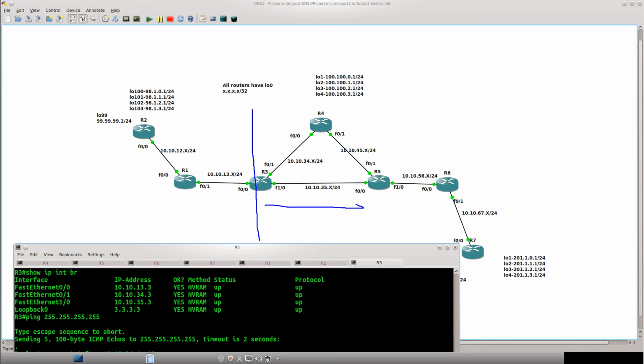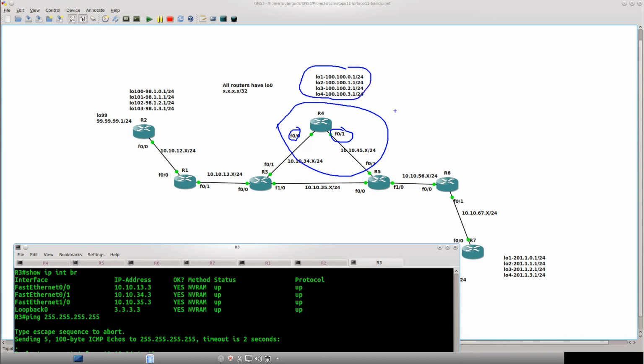There's going to be an area on the right side and an area on the left side. So we can't do a network all zeros on this one. Well, we could, but just to make it simple, assume that we can't throw all these things into one area. Now R4 over here, this interface and that interface and all the loopbacks can go in a single area. Not a problem at all.